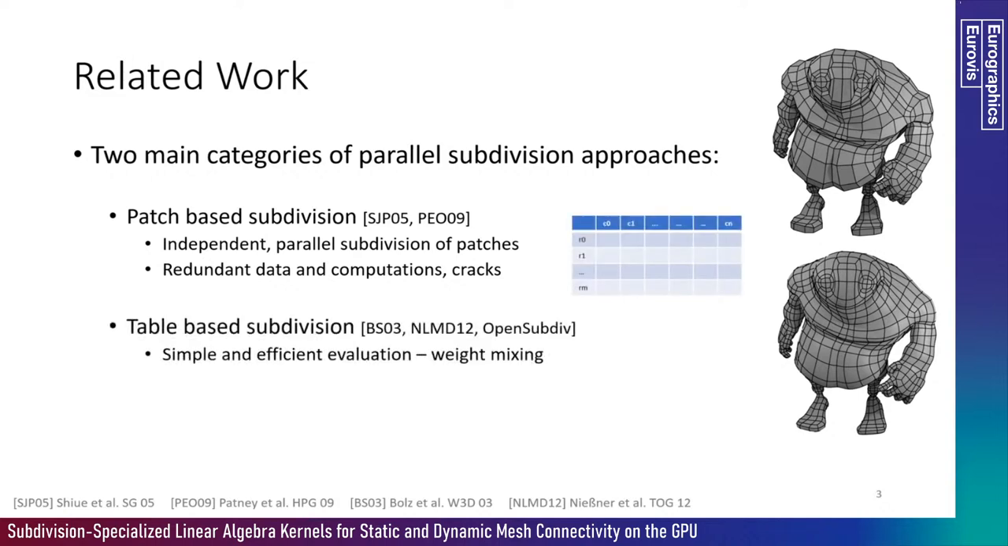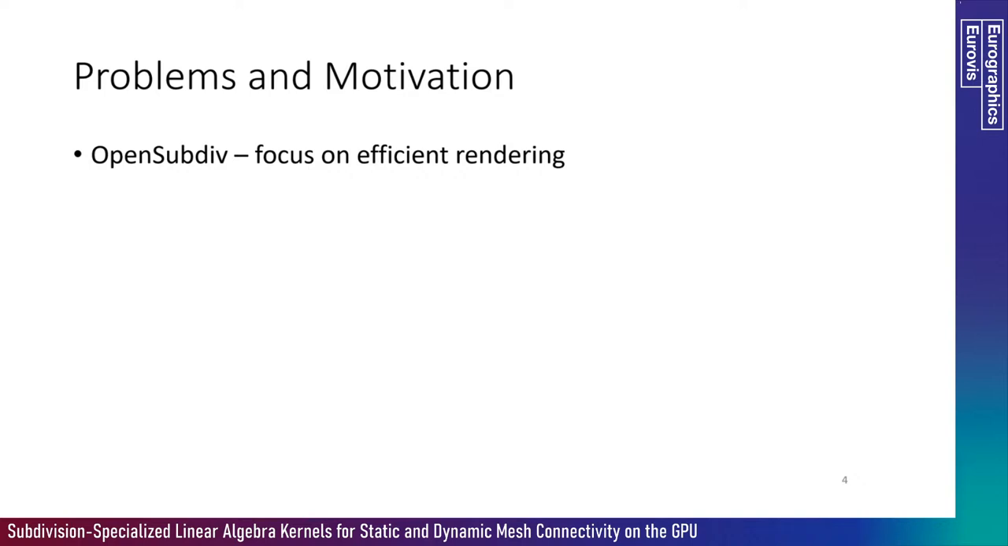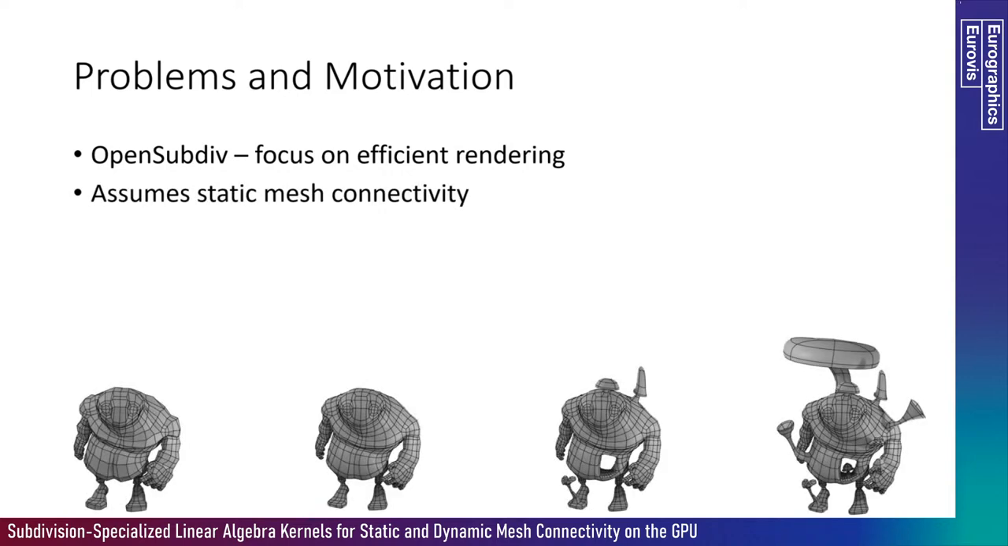Table-based approaches are very efficient in re-evaluating vertex data, for example in animated meshes during rendering. But subdivision tables depend on the mesh connectivity and their computation amounts to a full symbolic subdivision, which is expensive. Table-based approaches, such as the current industry standard OpenSubdiv, perform very well in rendering, where mesh connectivity is considered static. But their applicability in other use cases, like modeling and design of subdivision meshes, is limited. Whenever a connectivity changing operation is applied to the mesh, a recomputation of the tables is performed, which introduces unpleasant idle times for the artist.